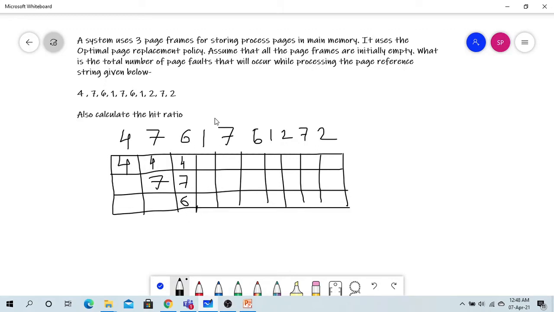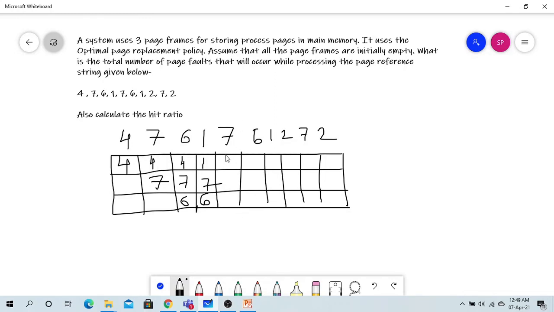Next page is 1. Out of the filled pages, we are going to replace the page which is not going to be used in the near future. Here we can see that 7 and 6 are going to be used in the future. 4 is not going to be used. So 1 will replace 4, giving 1, 7 and 6.